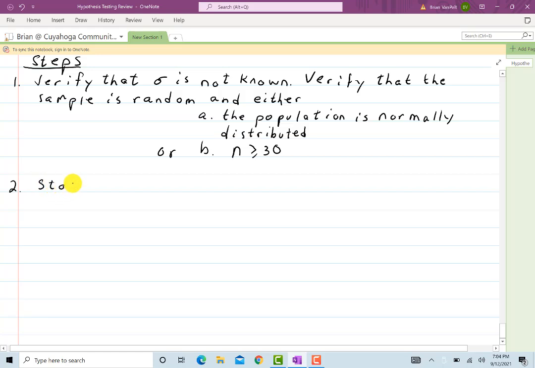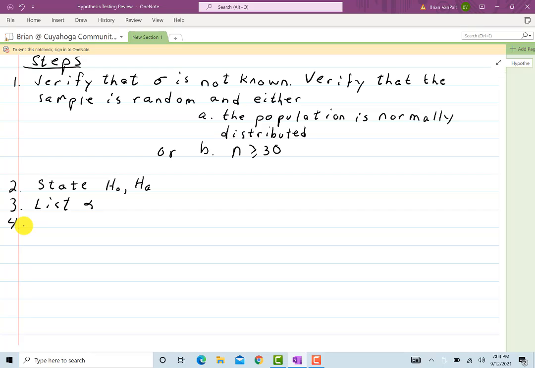So state H sub 0 and H sub A. So you'll find the steps are exactly the same for all of these things. It's just the table that you use will be different. In this case, you'll remember, or hopefully you'll recall, that we're going to use the t-test for these computations. So with that test, you'll need something called the degrees of freedom, and that's equal to n minus 1.